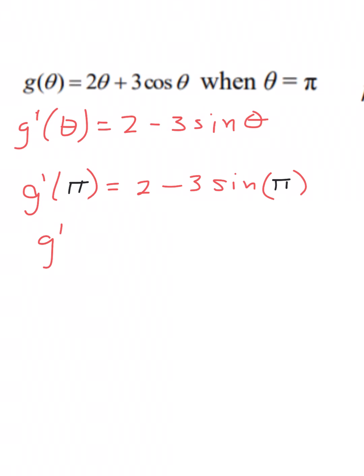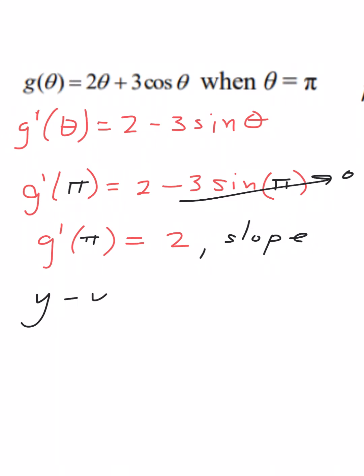So g prime at pi will simply yield me 2, since this guy goes to 0 evaluated at pi. So that's my slope. So I'm 2/3 of the way there. When I look at the line of a tangent line here, I do y minus y1 equals the slope m times x minus x1. Again, this is what we remember from Algebra 1.